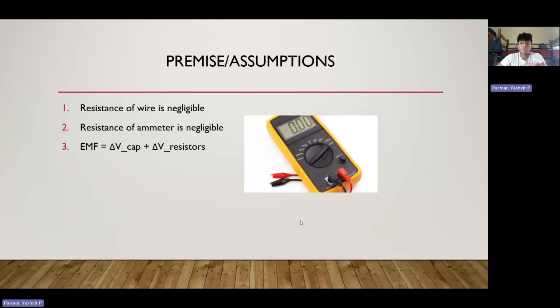Before the lab, we make some assumptions. The first one being the resistance of the wire is negligible. The resistance of the ammeter is also negligible for ease of calculations. And also the EMF, so the voltage of the batteries, will equal the change of voltage of the capacitor plus the change of voltage of the resistors.